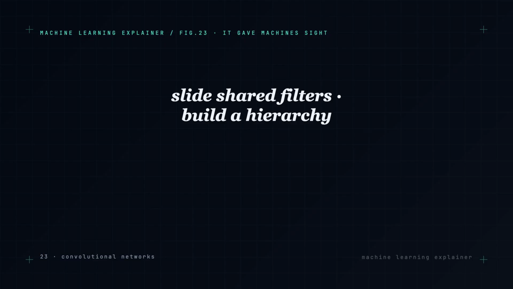It gave machines sight, but images are static. What about data that unfolds over time, like language or speech? For that we need memory. Next, recurrent networks. See you there.